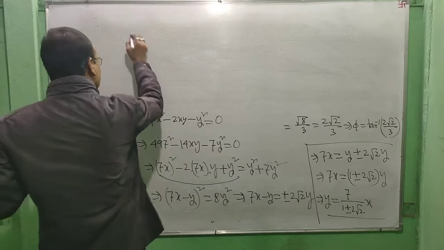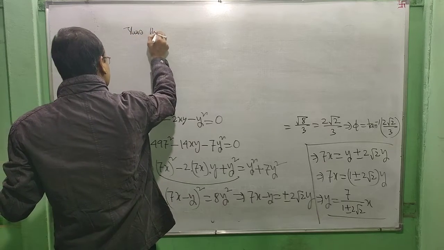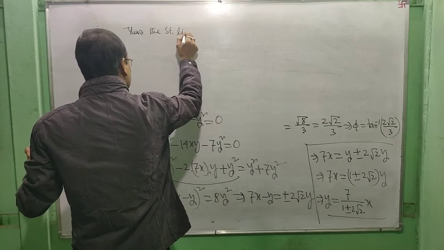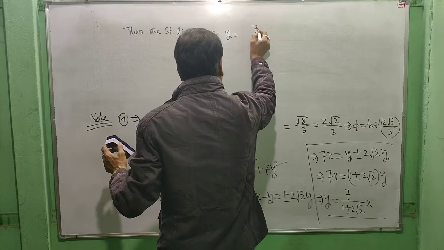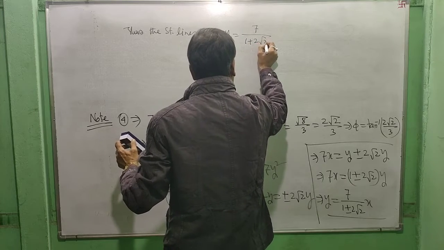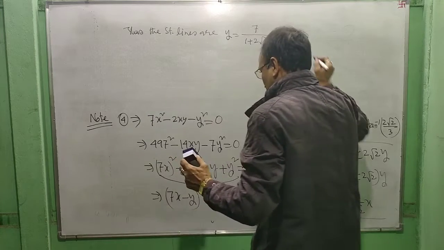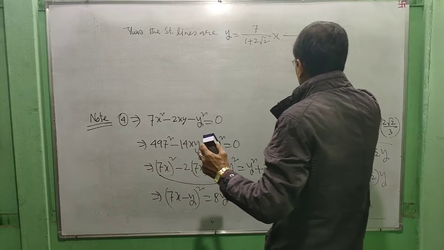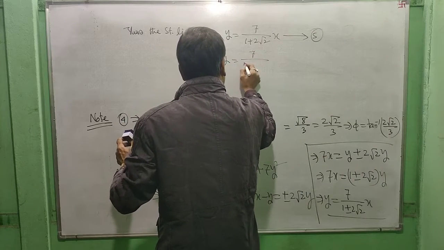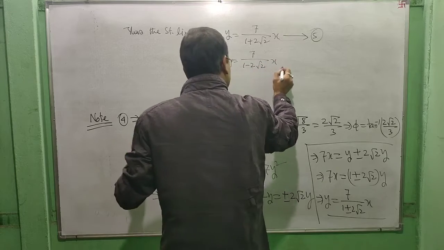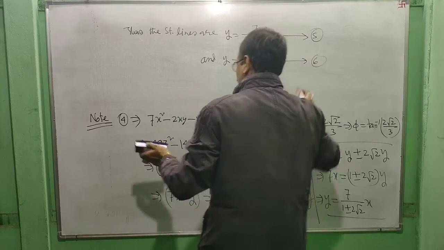Thus the straight lines are y equal to 7 by 1 plus 2 root 2 x, suppose this is number 5, and y equal to 7 by 1 minus 2 root 2 x. Suppose this is number 6.